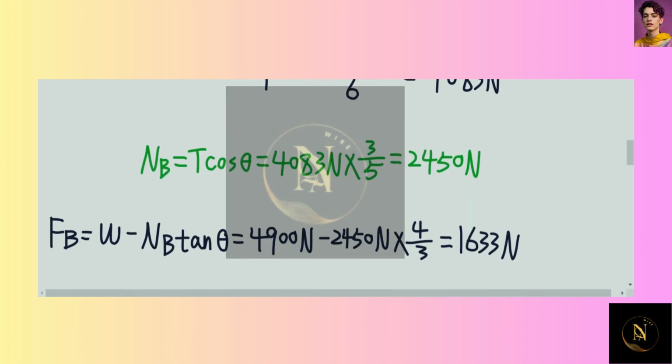So now let's determine the friction from this equation, which is equal to W minus N_B tangent theta, and this is equal to 4,900 Newton minus 2450 Newton times 4 over 3, since tangent theta is equal to 4 over 3. And this will give us the friction along the wall is equal to 1633 Newton.